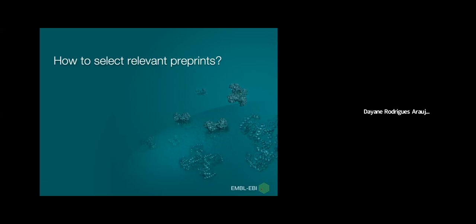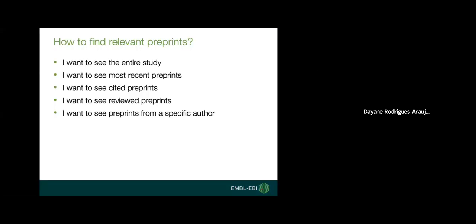Now let's see how to select relevant preprints. In the following slides, I will show how you can see the entire study, how to get the most recent and most cited preprints, how to get reviewed preprints, and how to find preprints from a specific author. So how to see the entire study?